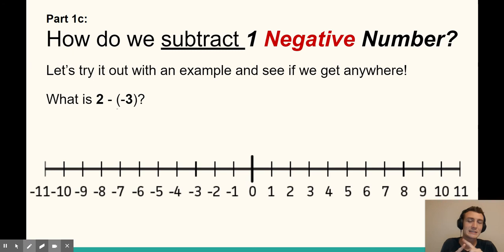So we have 2 minus a negative 3. What's that equal? It's 2 plus 3. So those two negatives actually make this way easier. And when we think about it, it's like we're taking away a bad thing. So that's a good thing. That's a positive. That's what that becomes.